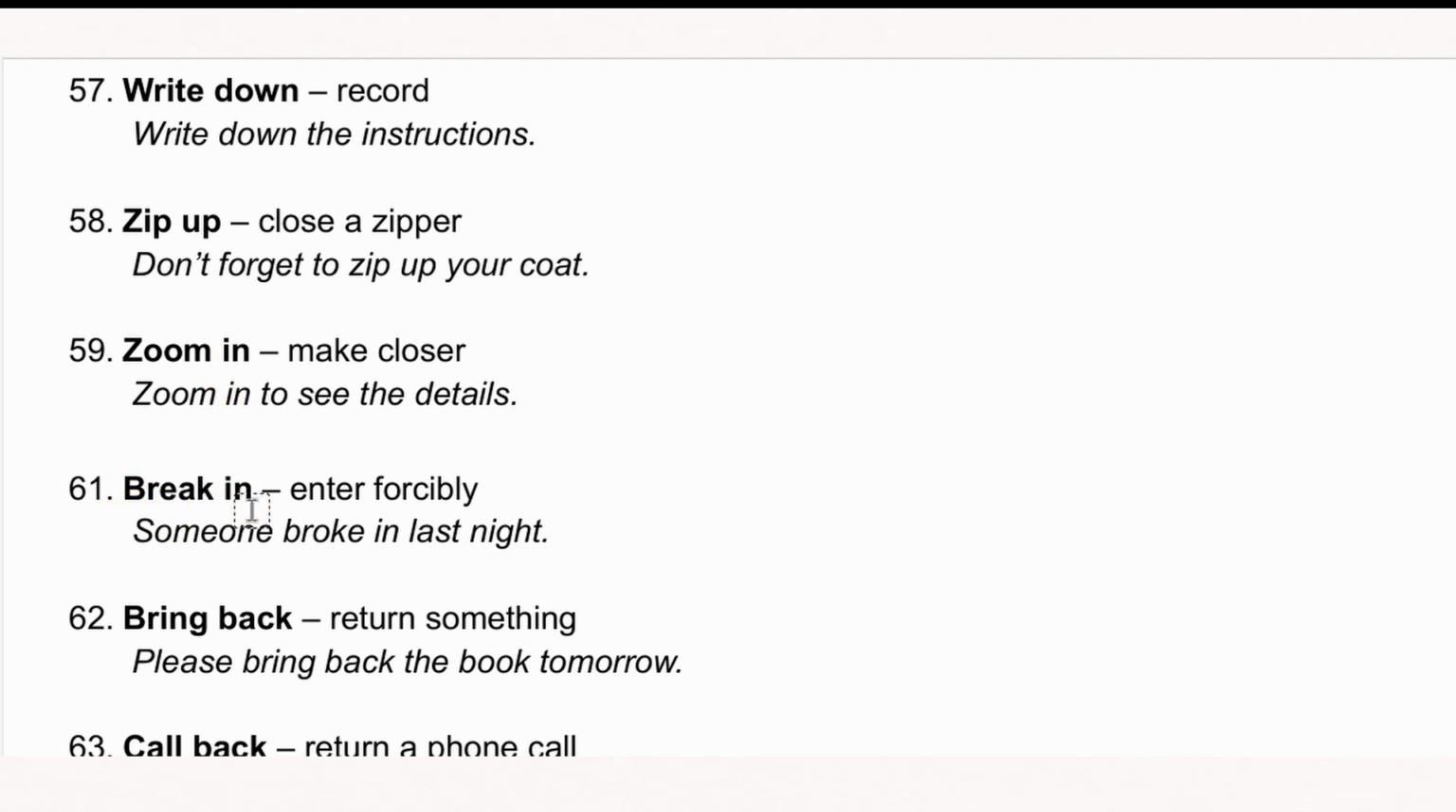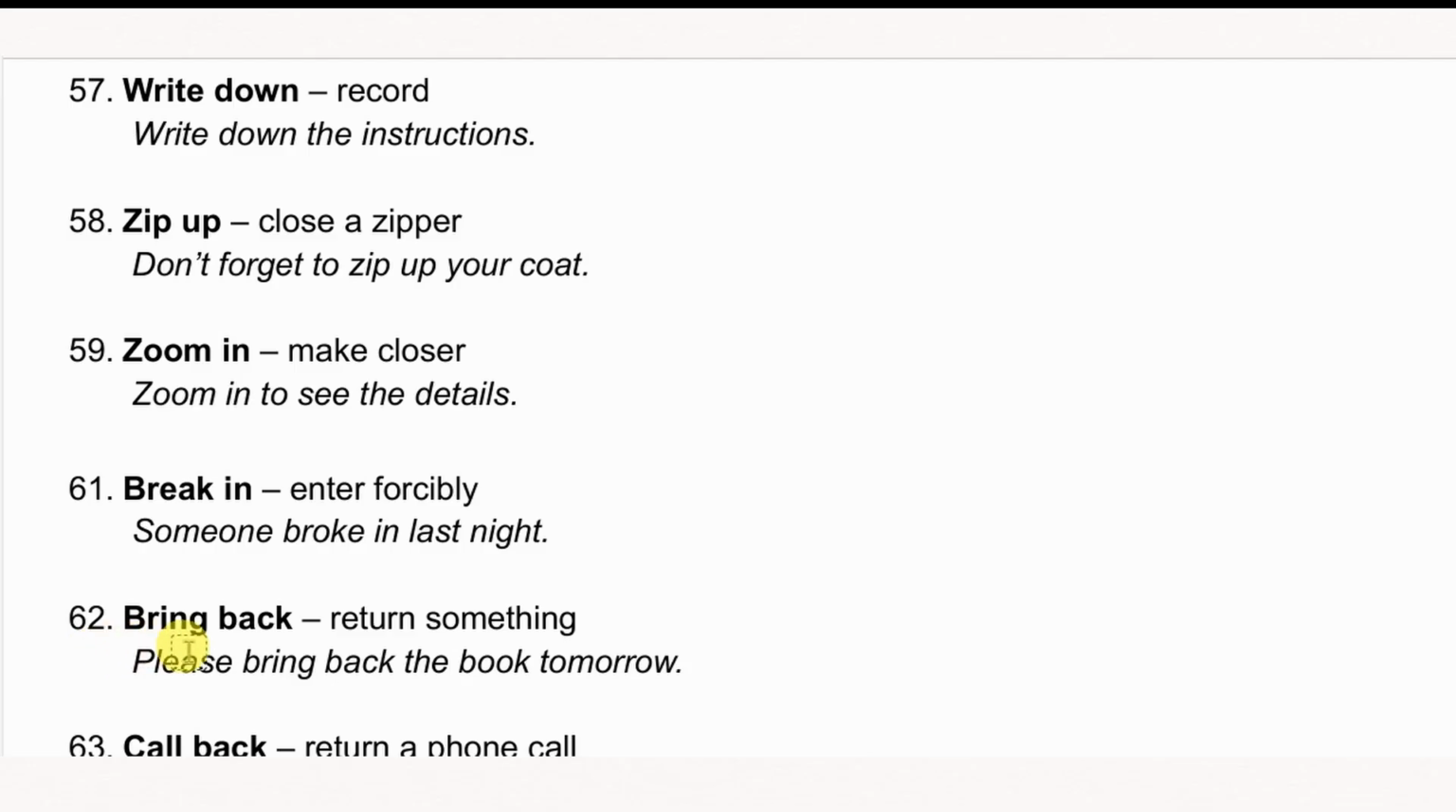61, break in. To break in, this is to enter forcibly. It means you force in order to enter. Someone broke in last night. When we say that someone broke in my house last night, it means he forced maybe the door, maybe he broke something in order to enter the house. He entered by force. So someone broke in last night. Thieves broke in my house last night.